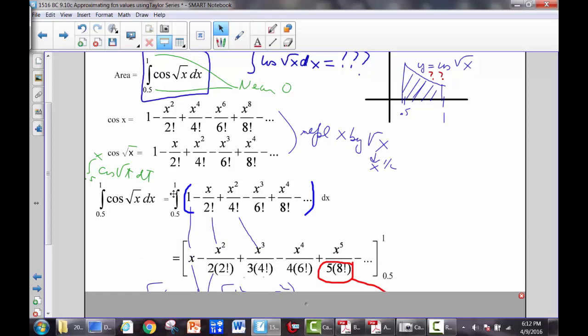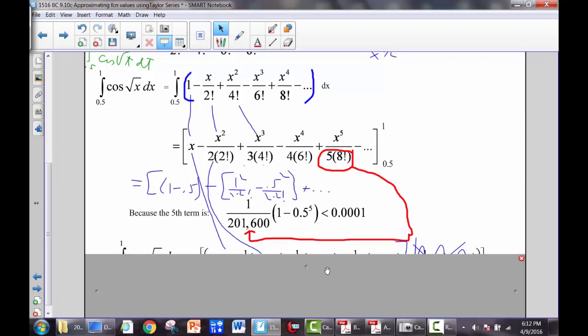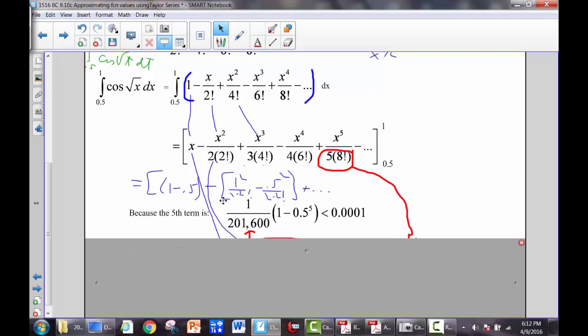And when we do that, we'll get x minus x squared over 2, and the 1 over 2 factorial is still there, etc. We're evaluating that from 0.5 to 1. Now, there's no 0 this time. So notice how I'm doing this. I'm actually doing it term by term. So I'm taking the x, plugging in the 1, subtracting, and plugging in the 0.5. And then I'm going from there. Okay? And then minus, and then I take this term from 0.5 to 1.